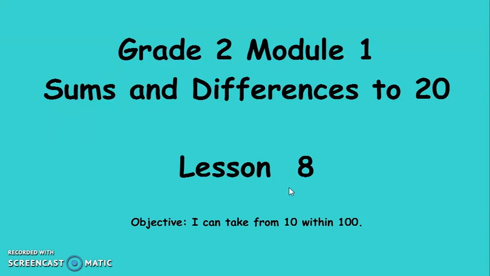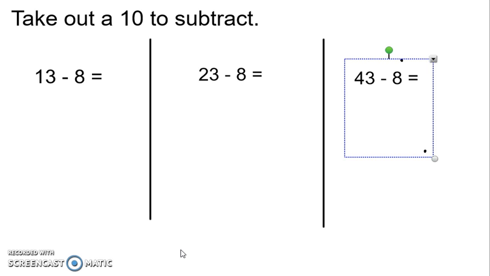Okay, today we're going to do Module 1, Lesson 8, and our objective is I can take from 10 within 100. So go ahead and find Lesson 8 in your notes. And we're going to do something again similar to what we've been practicing the last couple days. So we're going to take out a 10 to subtract. So let's look at our first number, 13 minus 8. You're going to follow along and do as I do on your page.